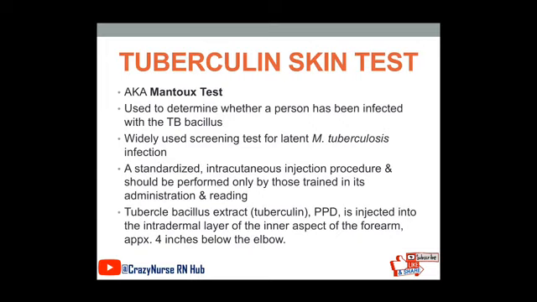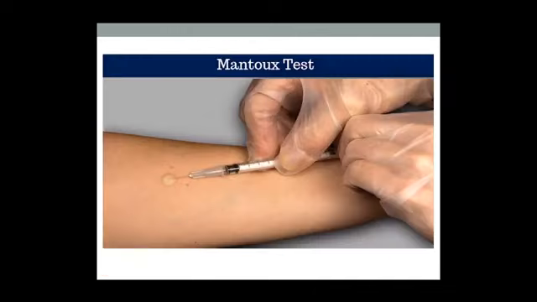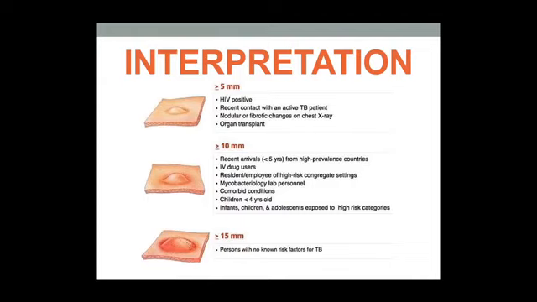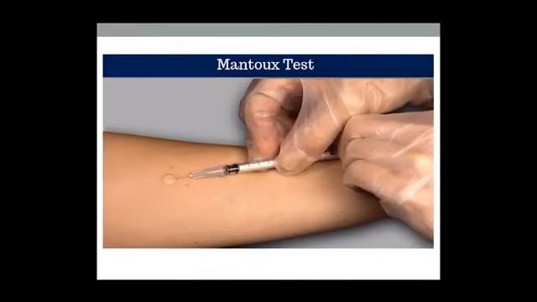the inner aspect of the forearm, approximately 4 inches below the elbow. So this is how your Mantoux test or tuberculin skin test is done to the patient. It would create an induration on the skin. There will be an induration, or some other books would call that a wheal.